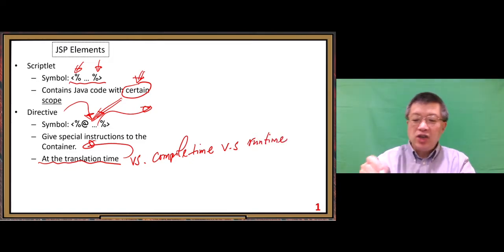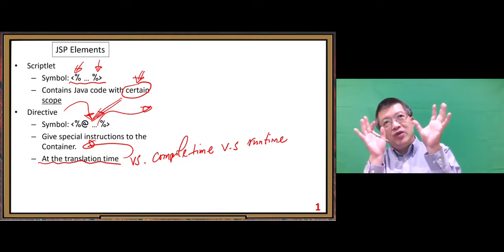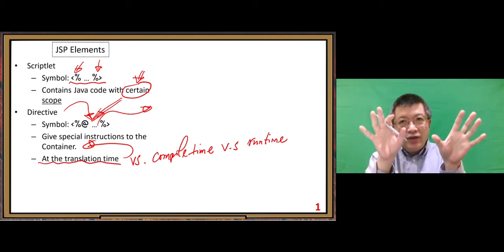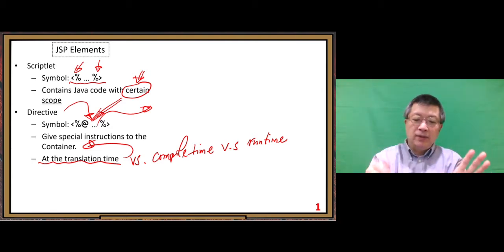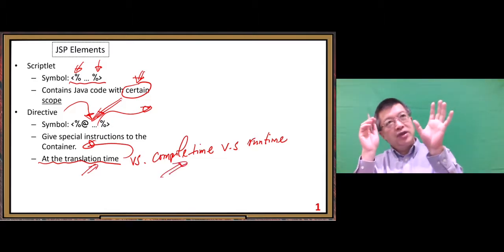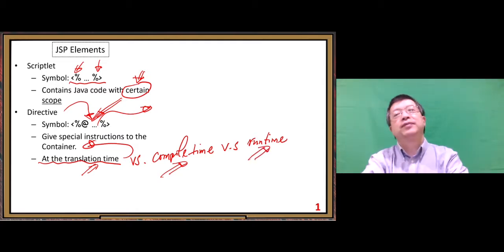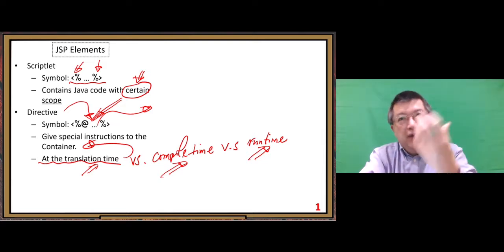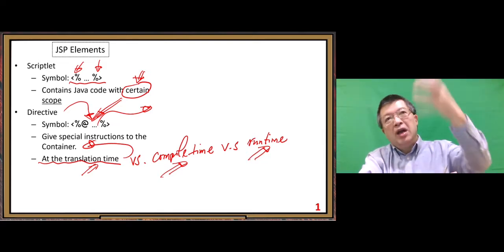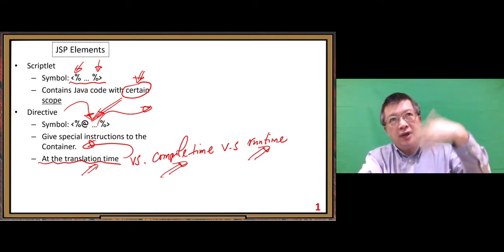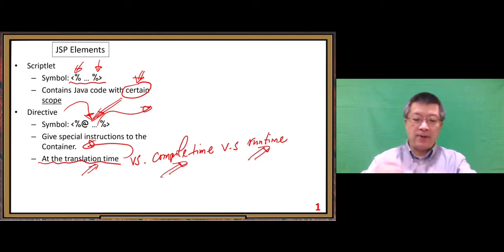So for JSP, when we learn, we try to understand: what are those things that happen at the translation time? What are those things that happen at the compile time? What are those things that happen at the runtime? Here the directive information is interpreted, translated at the translation time. All right.